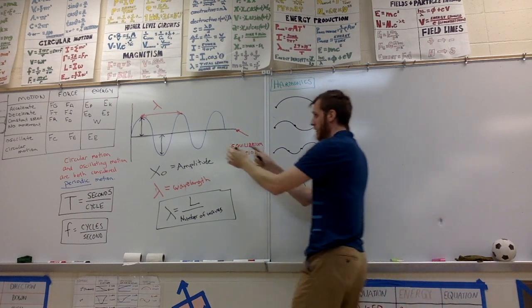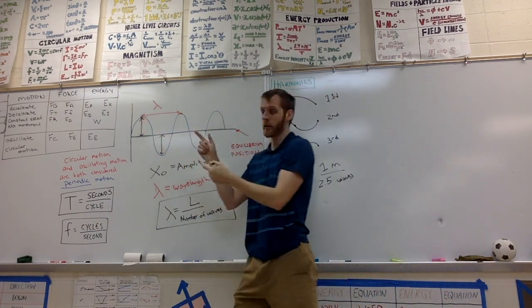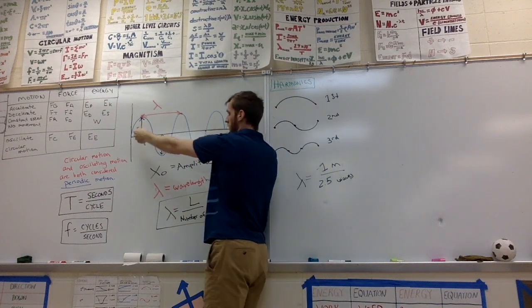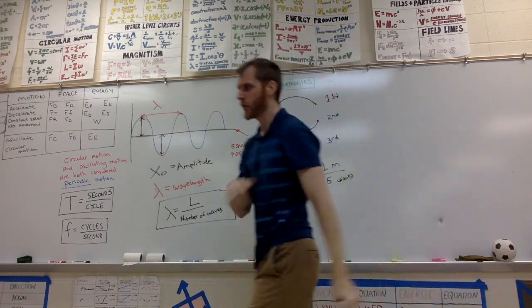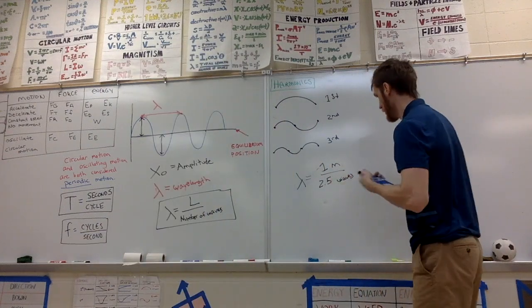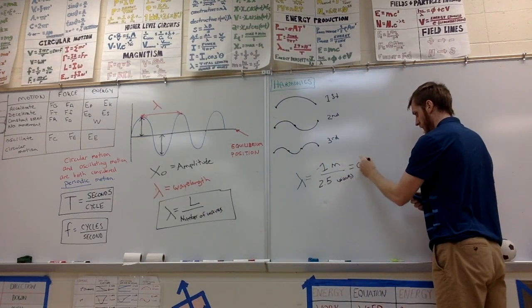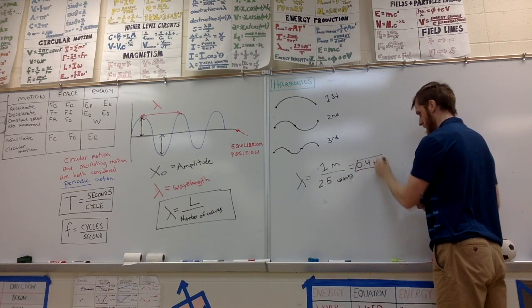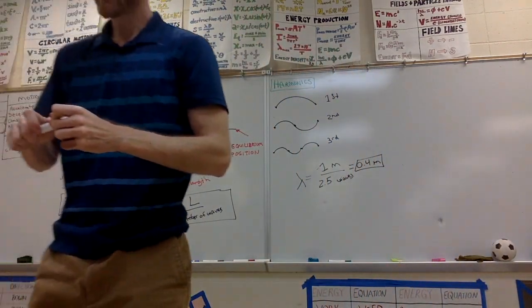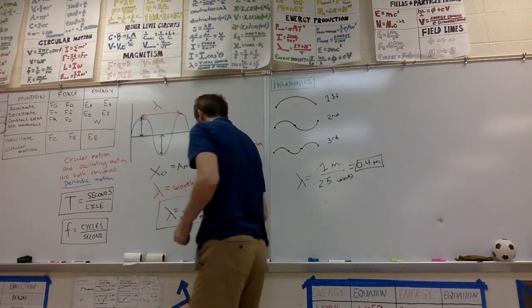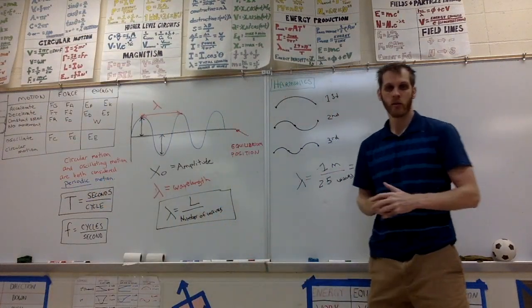So the length of one wave is less than 1. You can see it's obviously less than 1 meter, because 1 meter is this length. So it'll be 1 over 2.5, which I believe is 0.4. Yes. So the wavelength is 0.4 meters. So this is another equation we can use.